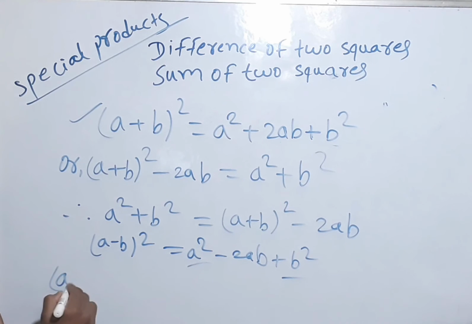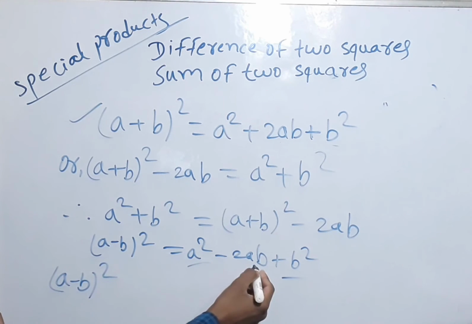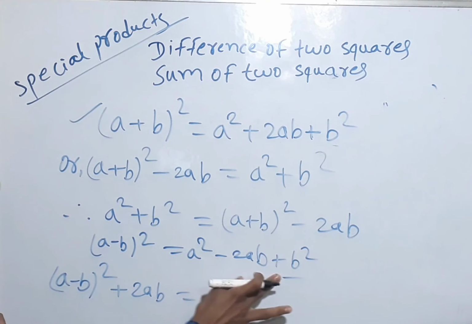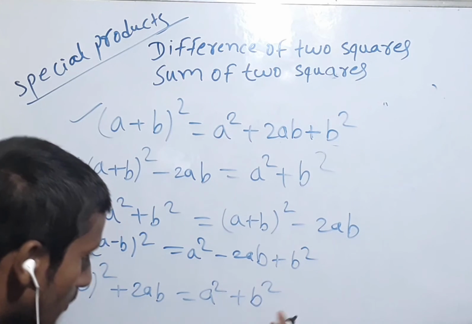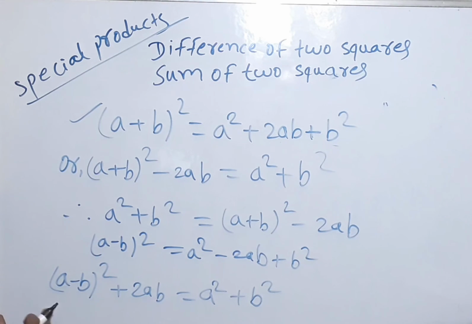So you're going to get (a minus b) to the whole squared. We have to take this to this side, so plus 2ab. All that we will be left with on the other side is a squared plus b squared. Meaning a squared plus b squared is equal to (a minus b) to the whole square plus 2ab. This is what it is equal to.